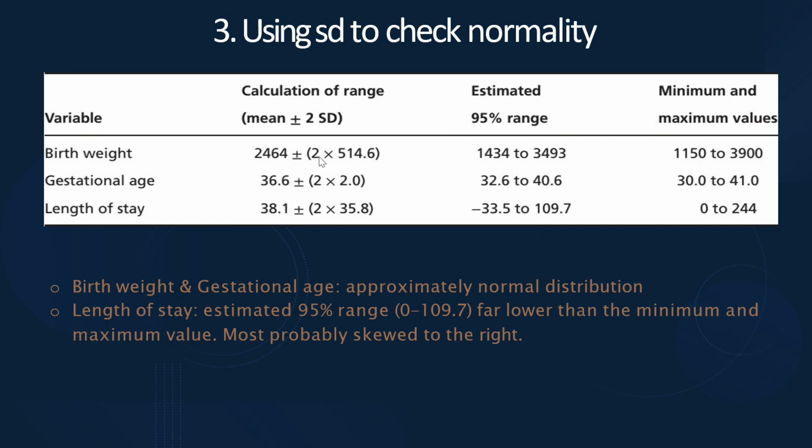The mean plus minus 2 SD, we will get the 95% CI, and then we compare it with the minimum and maximum value. So here we see the 95% CI and the minimum and maximum value are more or less the same for birth weight and also for gestational age, but it is far away for length of stay. So I can conclude here that birth weight and gestational age have a normal distribution, but not length of stay, based on this test.